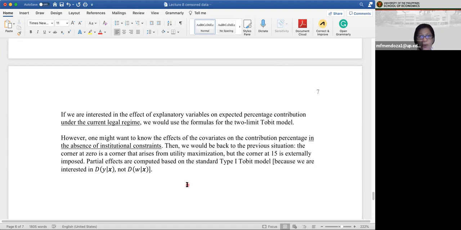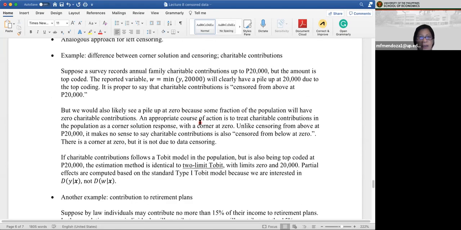So note the difference in the question being addressed here: the partial effects under the current legal regime, or the partial effects in the absence of institutional constraints. You would use the two limit Tobit model for estimation in both cases, but for the interpretation in the second case, you would revert to the type 1 Tobit model. Any questions?